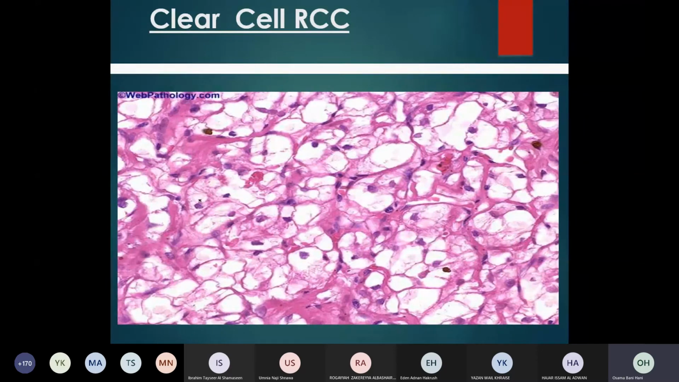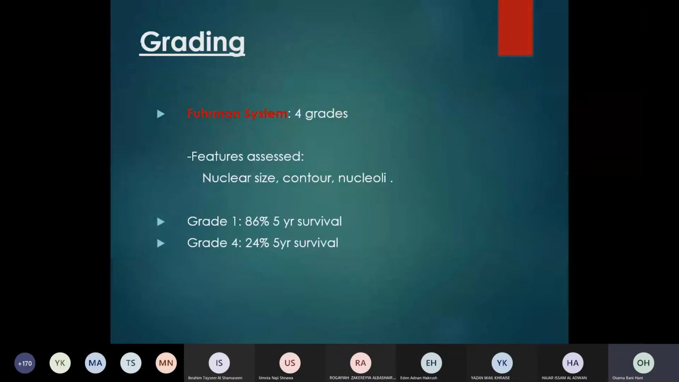This is a slide. We can see most of the cells look very whitish, like a clear fatty cell. That's why we call it clear cell carcinoma.